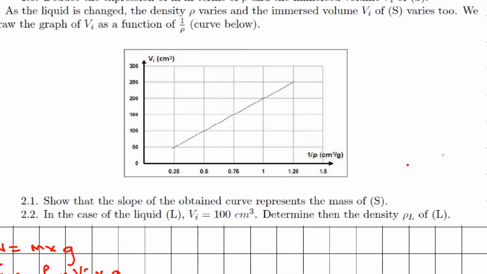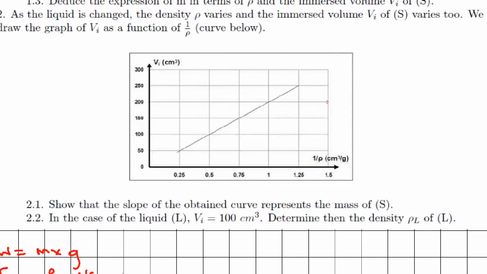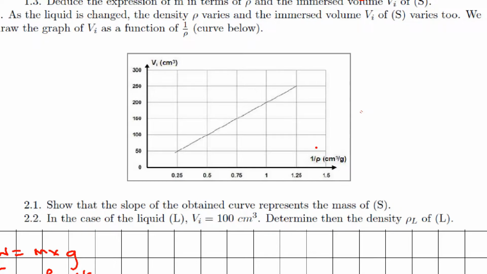show that the slope of the obtained curve represents the mass of S. Now, in other words, we need to determine the slope. Now, we know that the equation of a line is given by y is equal to ax plus b. So in this case, the value of b is given to be 0. Why? Because it's a straight line passing through the origin. So the equation of this line is given by y is equal to ax. So this is the y, this is the x. What does a represent? A is the slope.